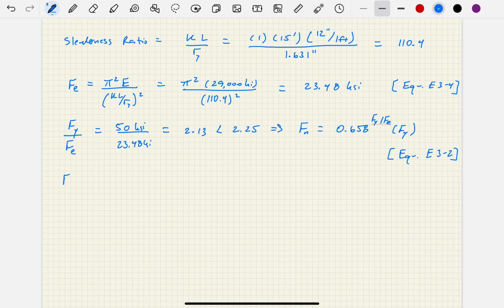And so we can substitute in values into this Fn equation right here. And I encourage you to punch this along with me. Make sure you get the same thing I'm getting. But I get an Fn of 20.51 KSI. So are we done? Almost done.